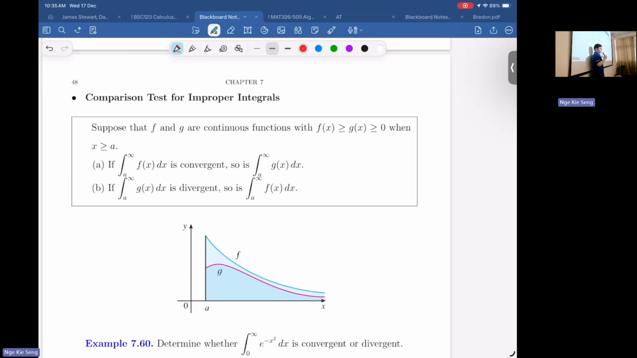If G converges, does it mean that F converges or not? No, right? Because F can go arbitrarily large. If F diverges, does it imply G diverges or not? No, because G can be very low. G can be just zero, which is the zero function. Then the integral is zero, so it converges.